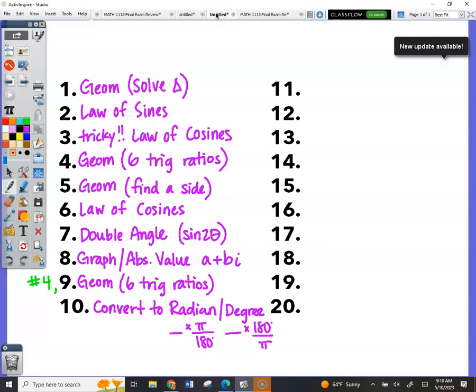Halfway through the test. Number 11. In the words of Maui, you're welcome.